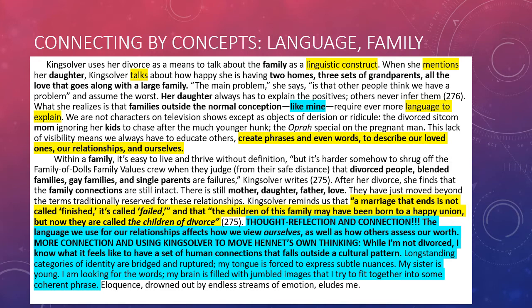That's how she makes her connection. So you see that Kingsolver, finished, failed, children of divorce. Those are linguistic labels. Family goes all the way through that sentence. Marriage, children, union, children. Hennet does the exact same thing. So that's why searching for patterns, naming concepts, and then examining another writer, choosing the writer based on the concepts that you share, it's incredibly important because you can then write it into your text.